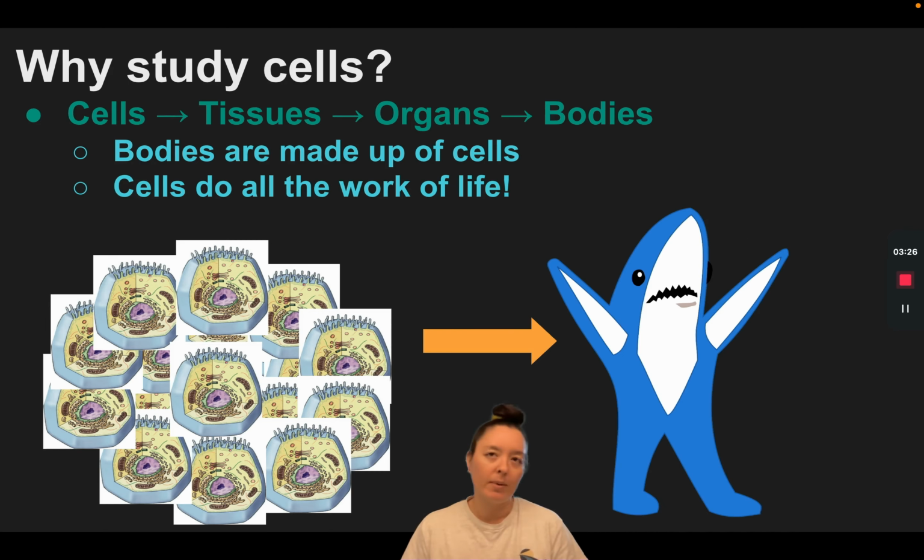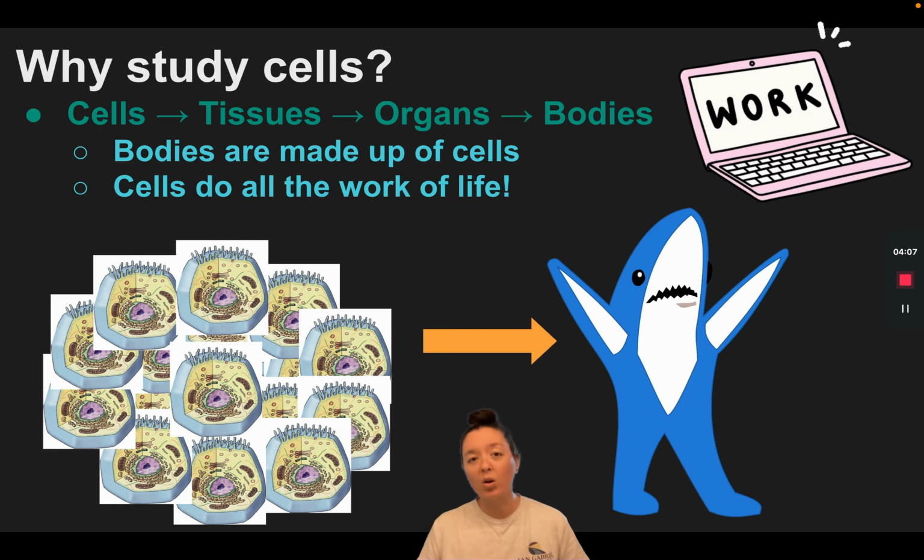So why do we even care about cells? Well, of course, cells are the basic unit of life, and we are studying life in biology. But just like we remember from our levels of organization, cells are the basis of all tissues, and tissues make up organs, and organs make our bodies. Without those cells, we couldn't have the rest of those higher levels. So it's really important that we know how cells work so that we can take care of our bodies and we can study other things with bodies that are multicellular or even unicellular life.